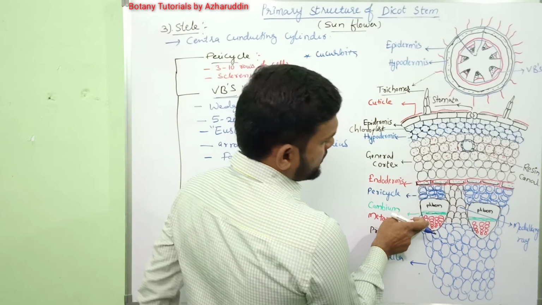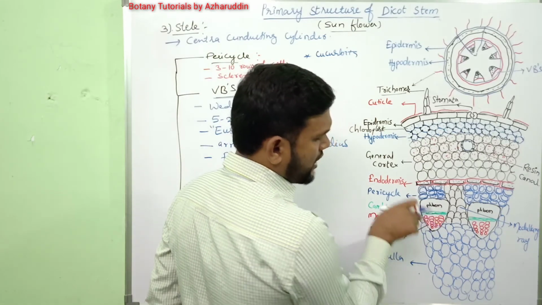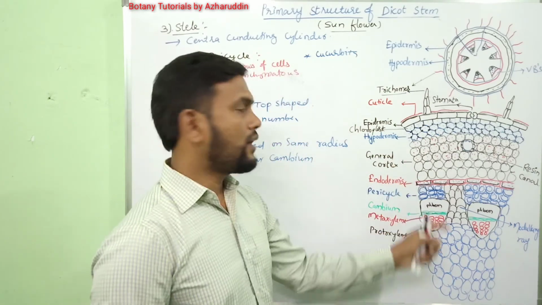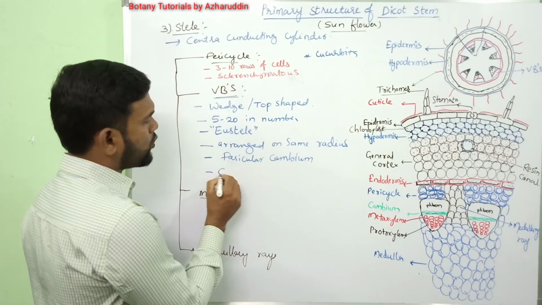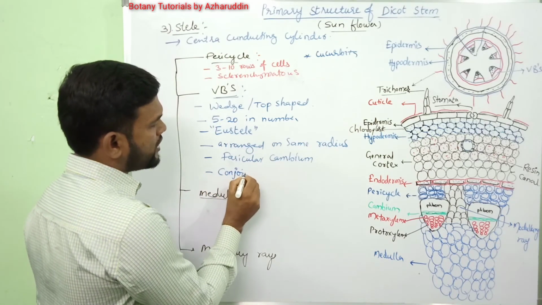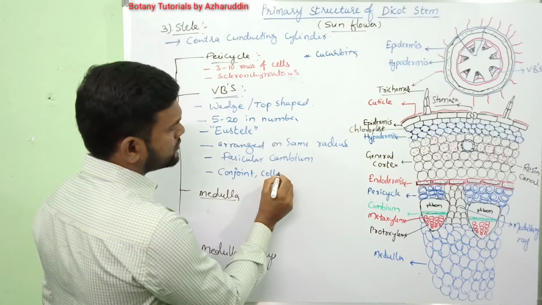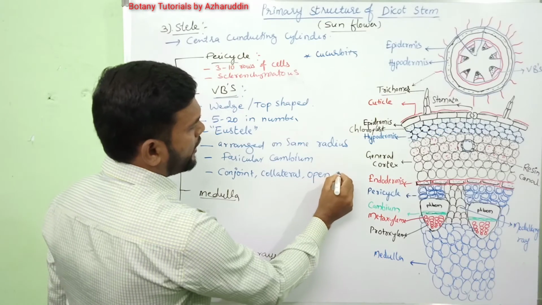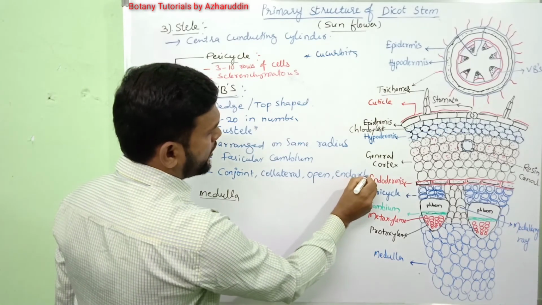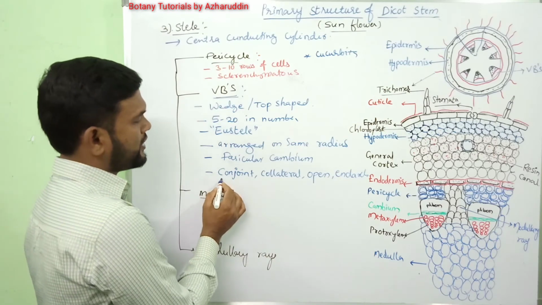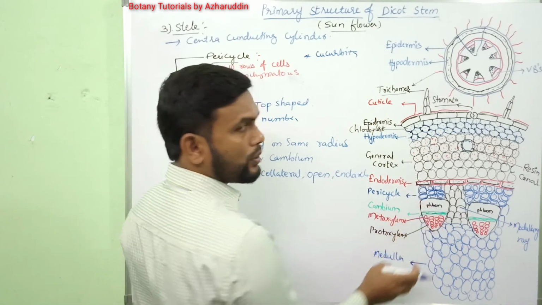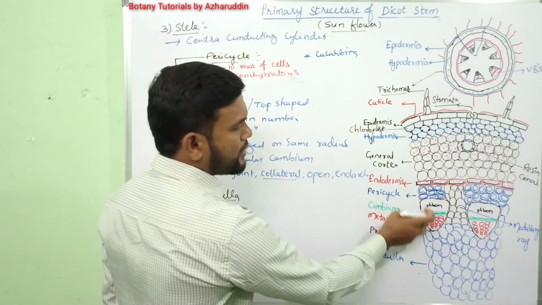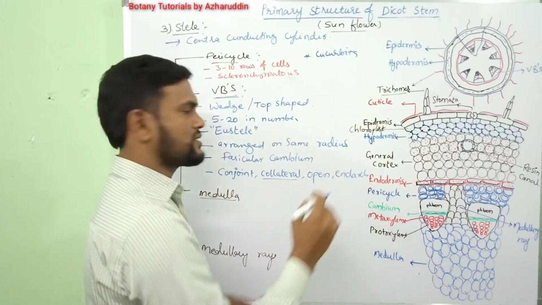In this, the xylem elements are present towards the inner side, and phloem elements are present towards the outer side. That's why these vascular bundles are called conjoint, collateral, open, and endarch vascular bundles. Once again I am repeating. Conjoint: both the xylem and phloem are combined together to form a bundle. Collateral: they occur side by side.